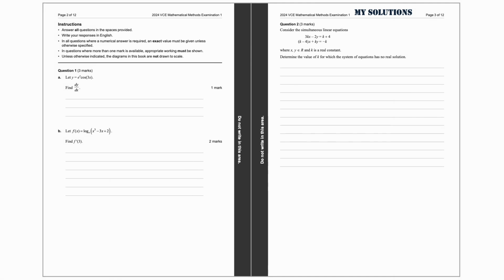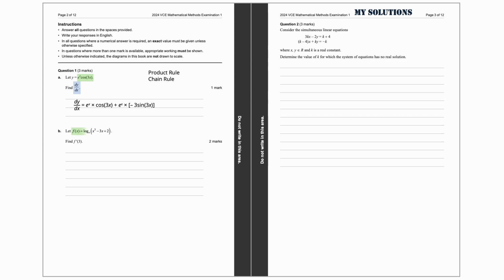Question 1. Part A. Let y equals e to the power of x cos 3x. The question is asking for dy by dx. We are going to use the product rule and the chain rule. So the derivative of e to the power of x is just e to the power of x times cos 3x, plus e to the power of x, and now the derivative of cos 3x is negative 3 sine 3x.